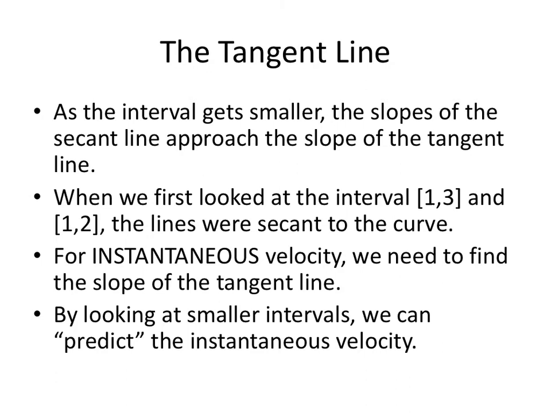So again, as that interval is getting smaller and smaller, the slopes of that secant line are going to get closer and closer to what that tangent line is. So when we first looked at my interval, the 1 to 3 and the 1 to 2, the lines were secant, and I just need to keep making them smaller and smaller. So as I keep making it smaller and smaller, I can kind of predict what it's going to be, looking at the trend.